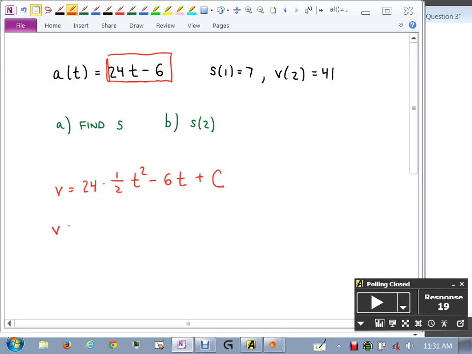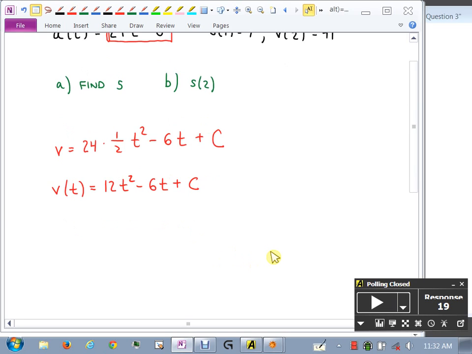So my velocity function, watch how I write this. My velocity is a function of time. It is 12t squared minus 6t plus some constant. So I can tell you the velocity within a constant. So can you visualize the family of functions? Remember when I graphed the family of functions? Can you see that our answer for velocity can come from any family of these parabolas? Now we need to nail down exactly which one it is.